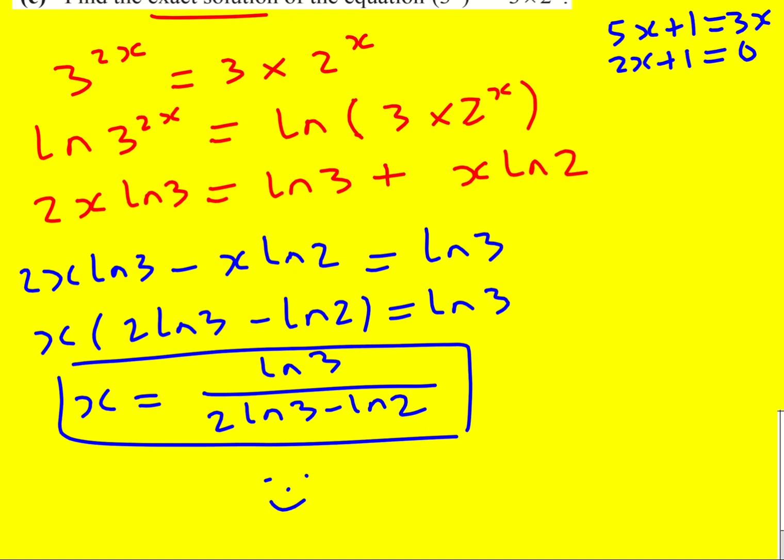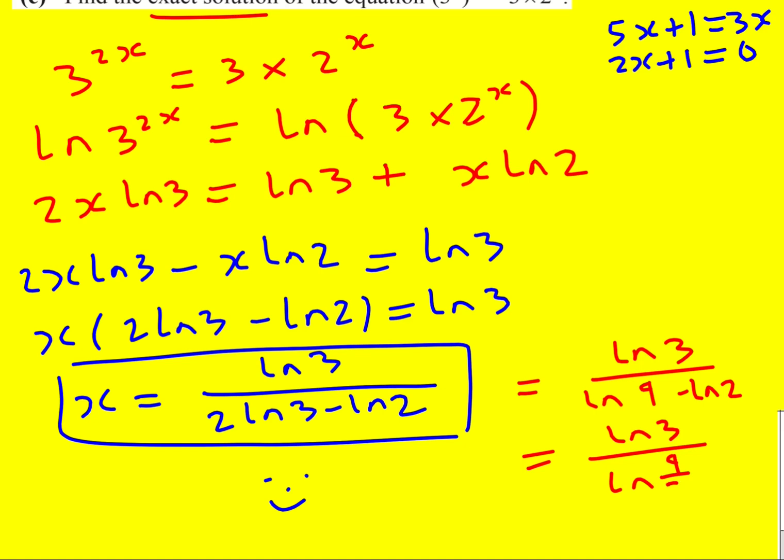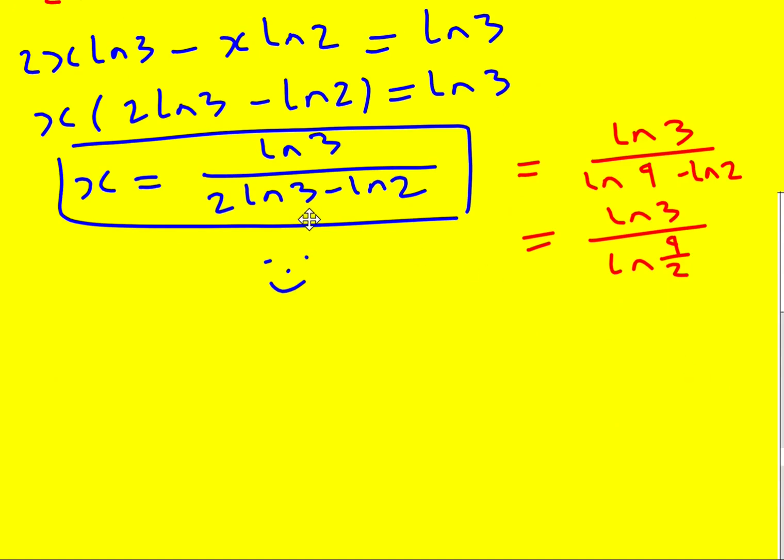You could combine the logs down here if you wanted, so it would be ln 3 over ln 9 minus ln 2, by bringing that 2 up, or ln 3 all over ln 9 over 2. You could argue that that is more concise, but that box is fine. Now I know I did it in natural logs, but you could also have taken log to base 3 or potentially base 2. You get a slightly different answer. Whatever your answer is, as long as it's exact, just put it into a calculator and see if it is the same as mine.